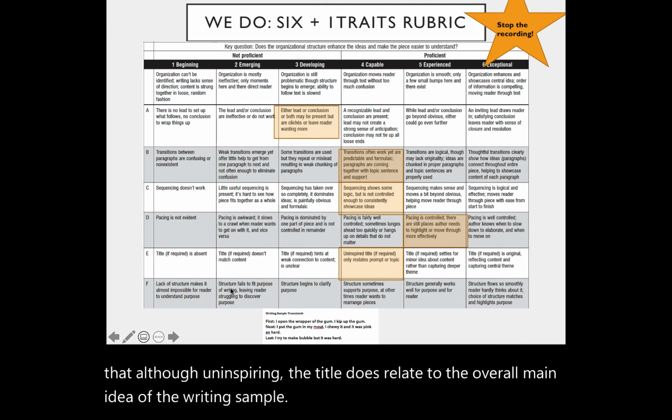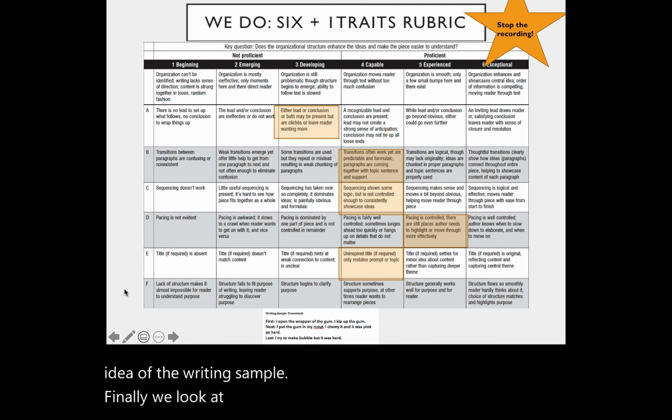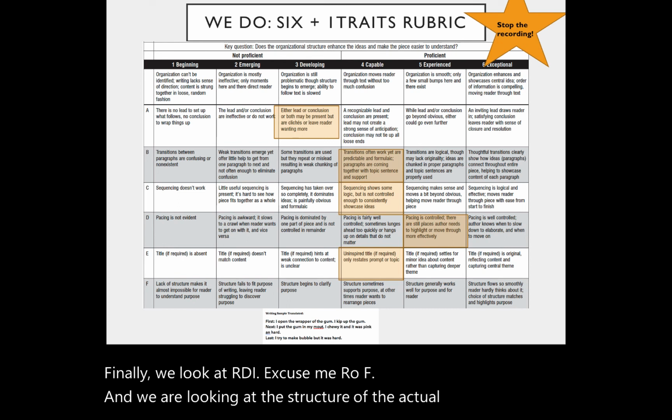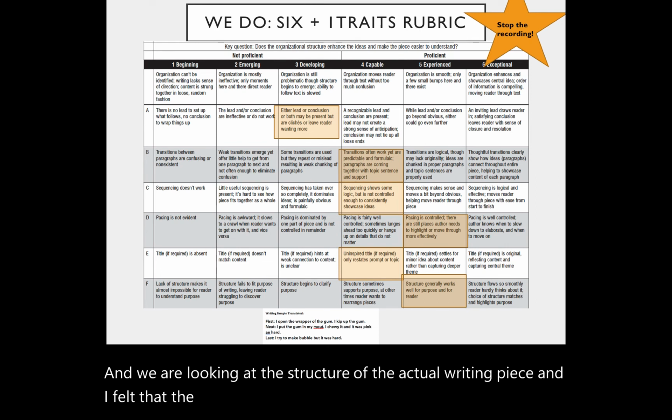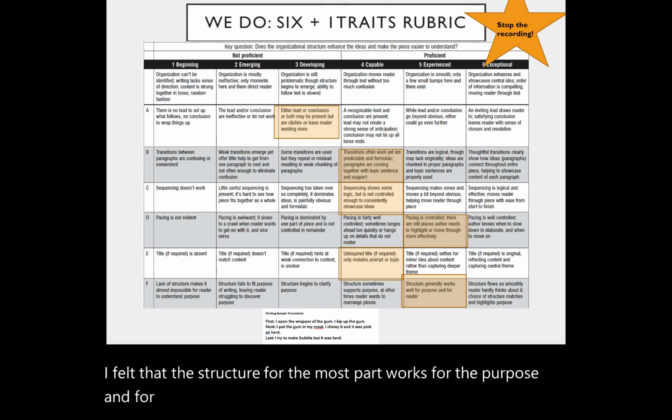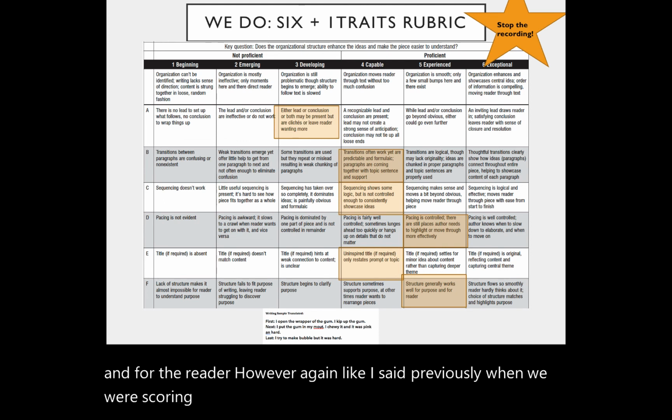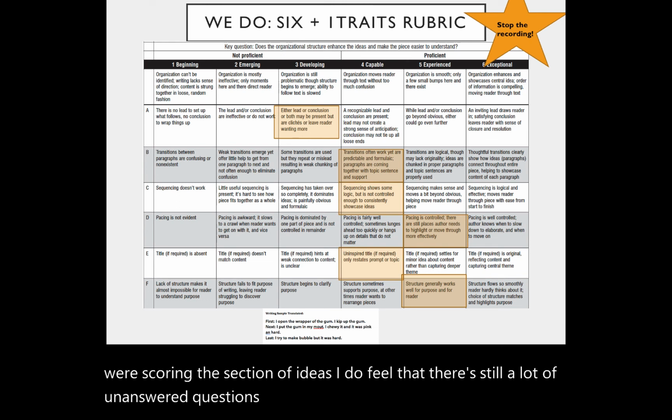Finally, we look at row F, and we are looking at the structure of the actual writing piece. I felt that the structure, for the most part, works for the purpose and for the reader. However, like I said previously when we were scoring the section of ideas, I do feel that there are still a lot of unanswered questions in terms of the purpose that this writing sample is serving.